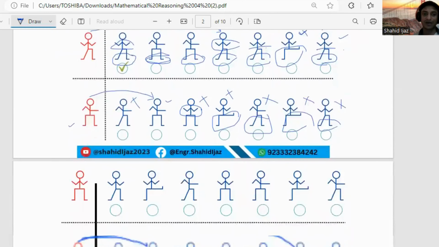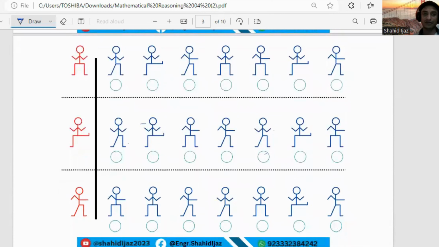Now we are moving to the next part of question number 1, Cambridge Mathematics for Primary Standard. This one is not similar to this because it has different legs. Sir, different legs. Answer is 4. Fourth? Yes, sir. Yes. This fourth is the answer because both have same legs and same arms.